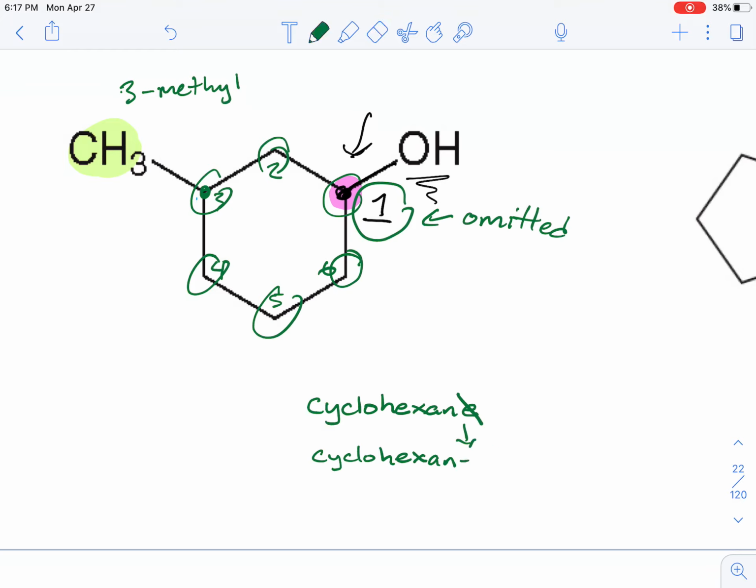In the previous lecture, if this was a double bond, we would have to write something like 1-ol, right? But here in this case, we're going to ignore all of that and simply put cyclohexanol. It's implied that this alcohol is on carbon 1.